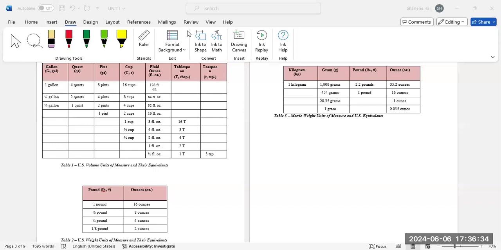How many teaspoons are there in 1/8 of a cup? So I would say 6. So it seems like 6. Anybody else?